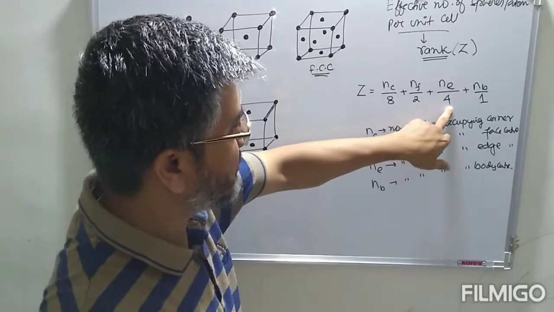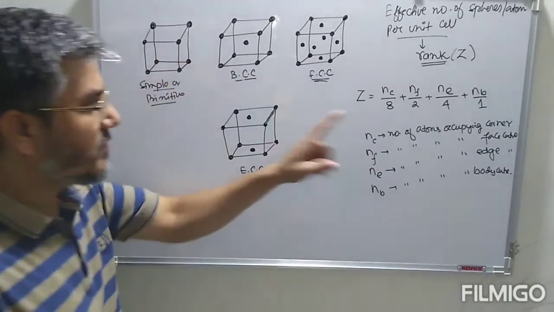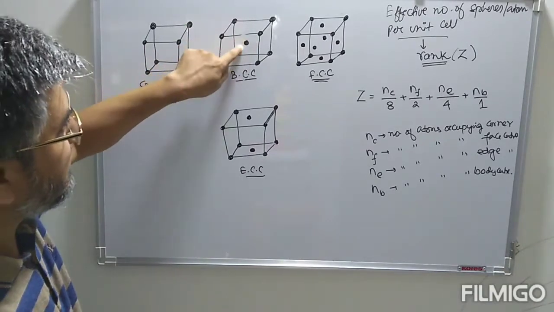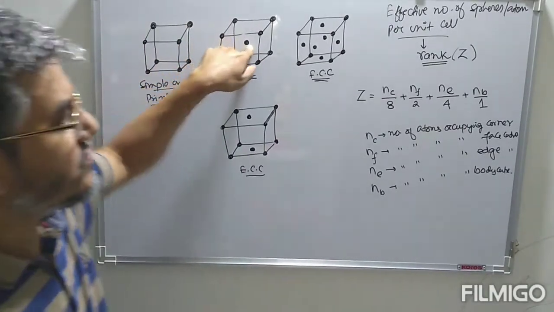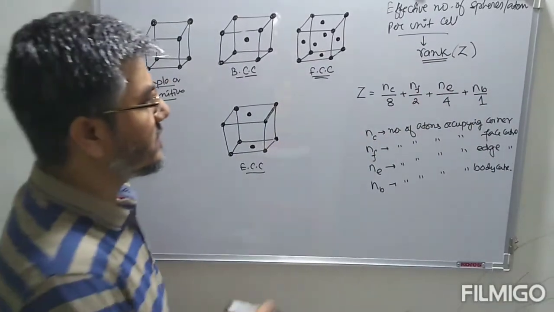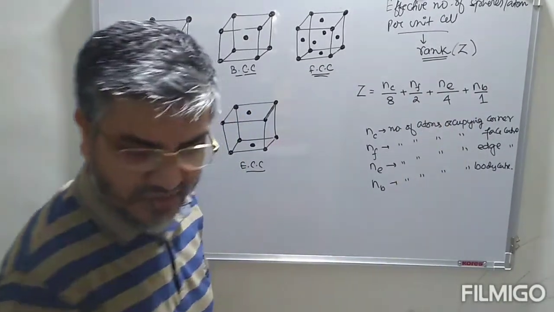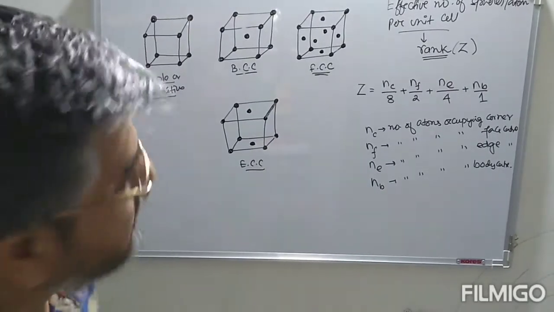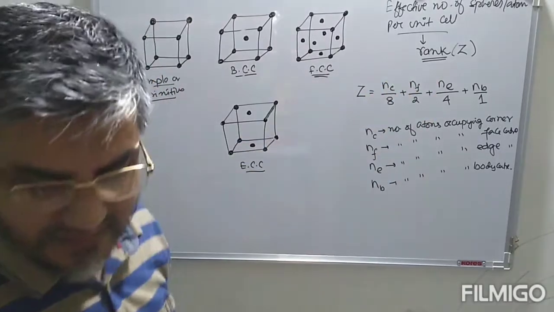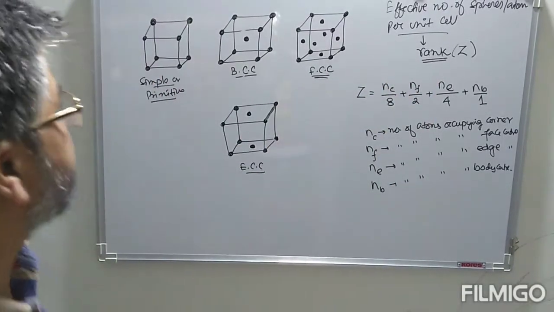So effective contribution is 4. And we have a body center. In a cube there is only one body center, and this body center is shared with only 1 unit cell. So this is divided by 1. So this is the contribution. So once we know the position of atoms or spheres, we can easily define the rank, that is, the effective number of atoms per unit cell.